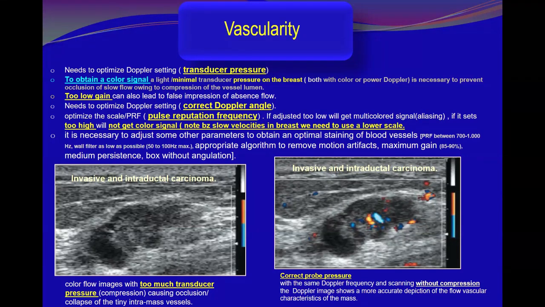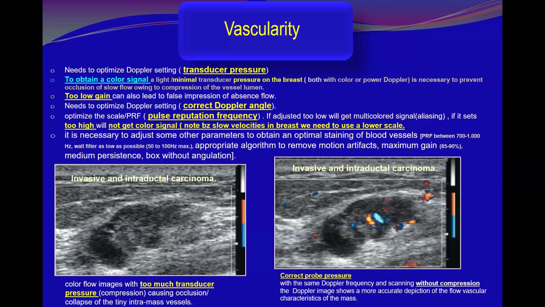So to obtain color signal in breast and breast lesions, it is necessary to use a light transducer pressure. It is needed to get a color signal. Not only that, as we mentioned earlier, too low gain might also result in a false impression of absent flow. And the color angle, we need to use a correct color angle. If we use a 90-degree color angle, also we will not get a color signal.